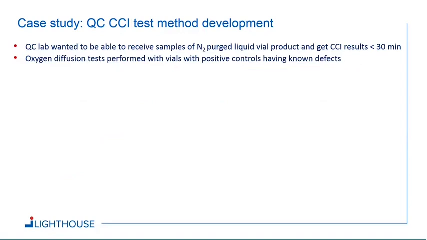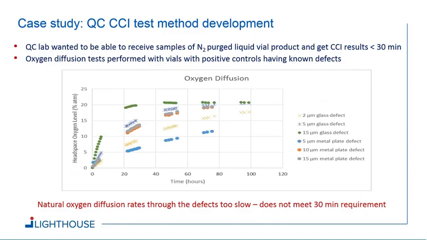So the first thing that happened was we performed some oxygen diffusion tests. And you remember that diffusion means there is no pressure differential between inside and outside the container. And again, we use these laser drilled vials as positive controls. If you look at the results here, you see the plot of the rise in oxygen levels as a function of time for these different positive control defects.